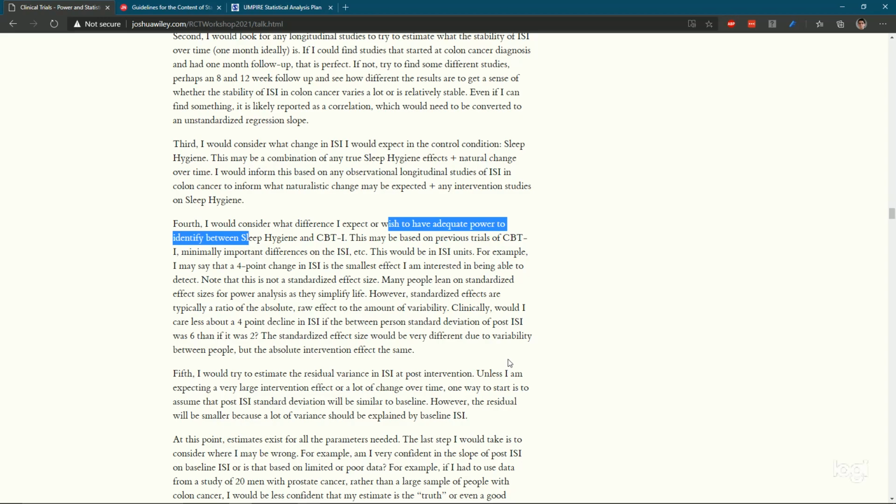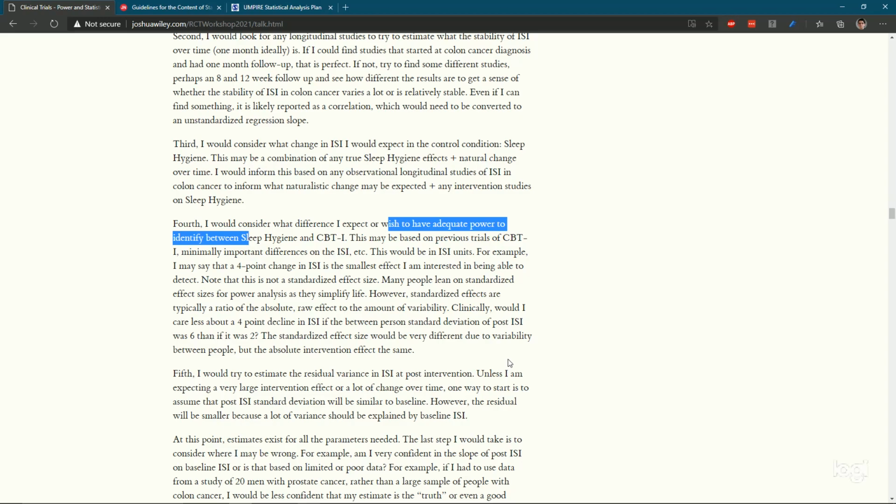For example, clinically, would I care less about a 4-point decline in ISI if the between-person standard deviation of post-ISI was 6 than if it was 2? If people decline 4 points, do I care how much variability there is between my participants? Right? And I might say, well, in both cases, I think that a 4-point decline has the same value. The power is going to be very different. The standardized effect size is going to be a lot smaller if there's a 6-point standard deviation than if there's a 2-point standard deviation.